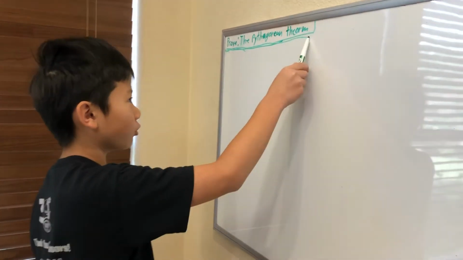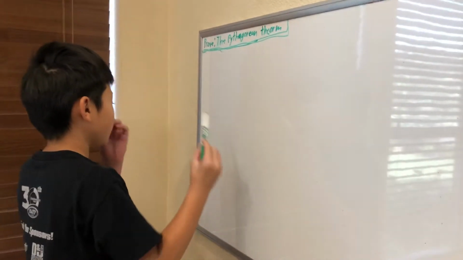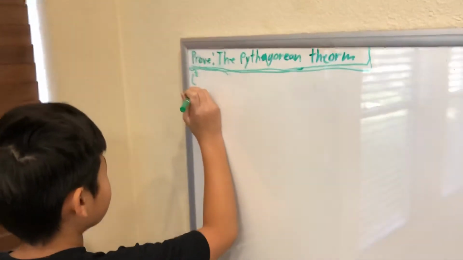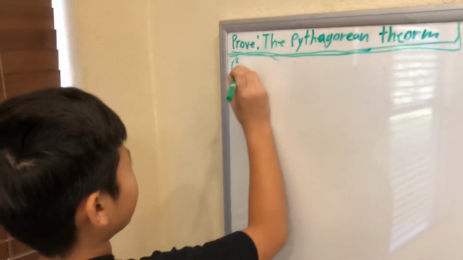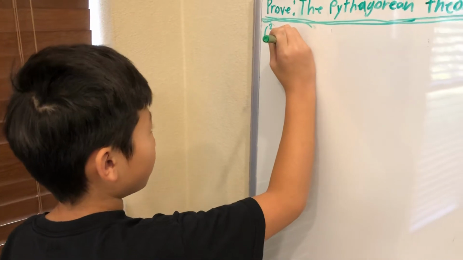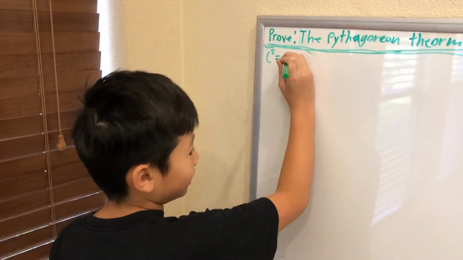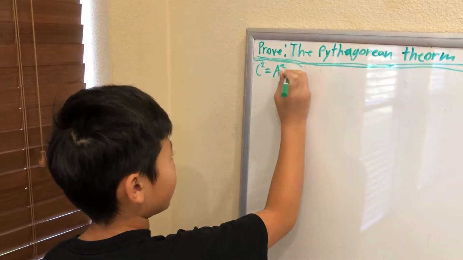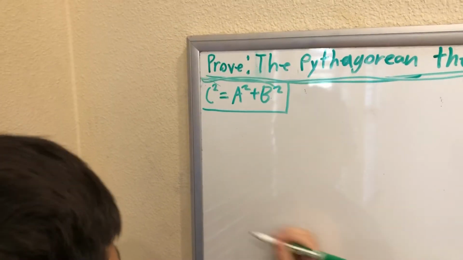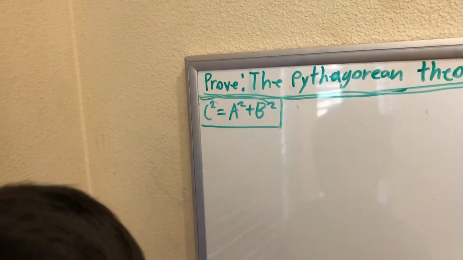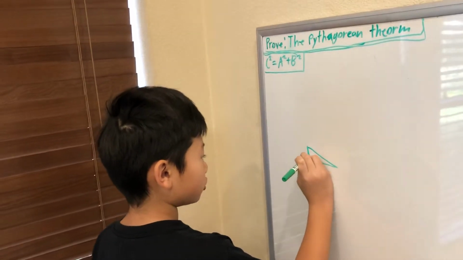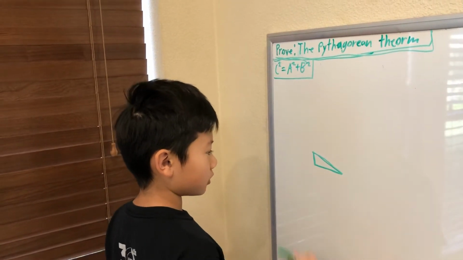Prove the Pythagorean theorem. The Pythagorean theorem says that the square of the length of the hypotenuse is equivalent to the sum of the squares of the lengths of the other two sides. Or just that. Now we draw a big triangle.